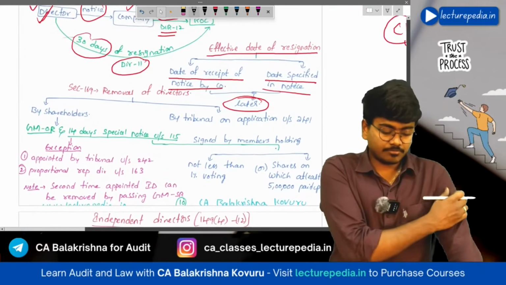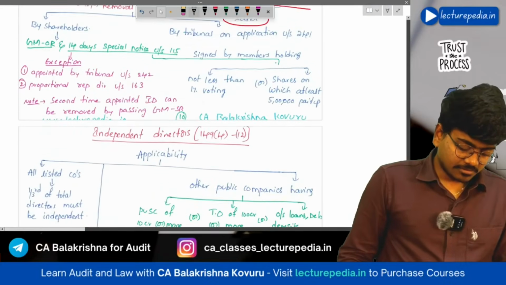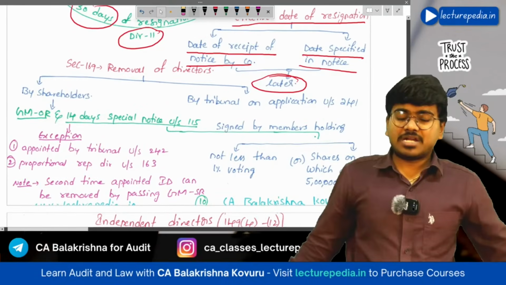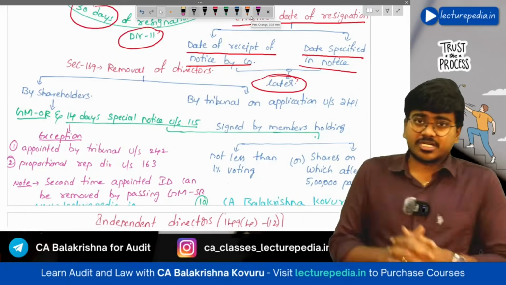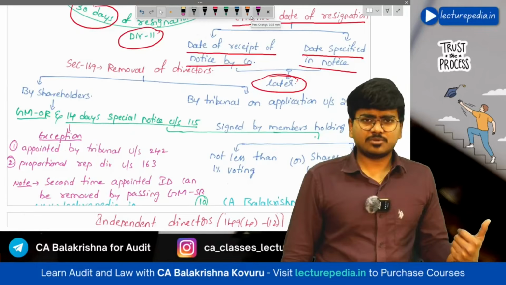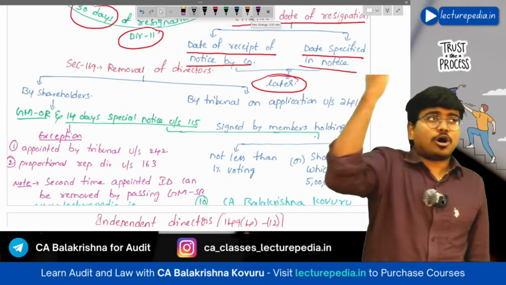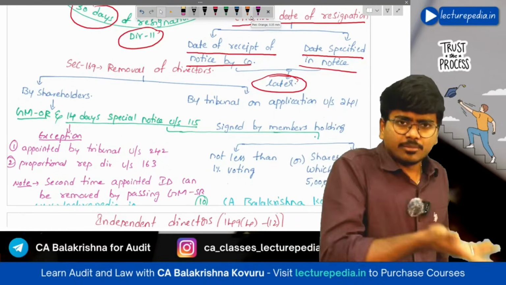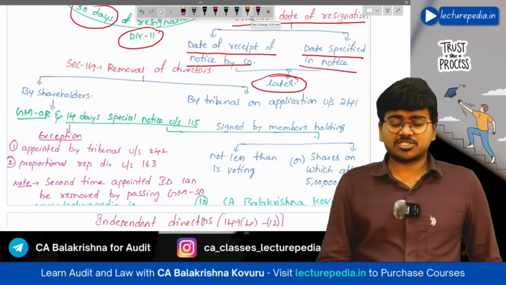So that was section number 168, which is resignation of director. Moving to section number 169, which is removal of directors. Okay, in section 168, the director himself gave the resignation letter, whereas in section 169 shareholders want to remove the director. In that situation, shareholders can remove the director by passing a general meeting ordinary resolution. See, for appointing a director, a general meeting ordinary resolution is required. So for removal of a director also, a general meeting ordinary resolution is sufficient. Simple. But along with it, a special notice under section 115 has to be given.